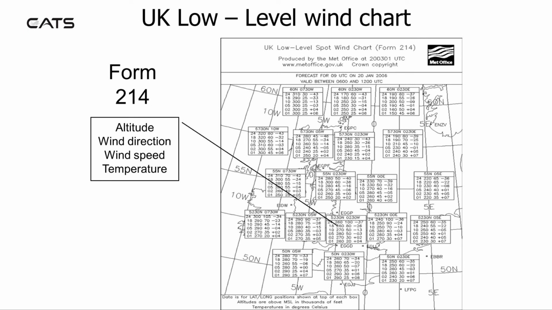The UK low-level wind chart, known as Form 214, is produced by the Met Office, and this enables, for various altitudes, wind direction, wind speed and temperature to be read.